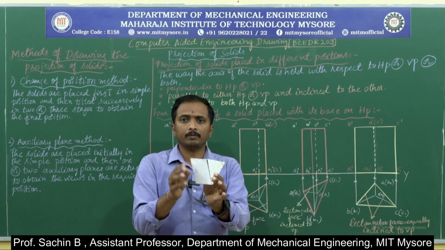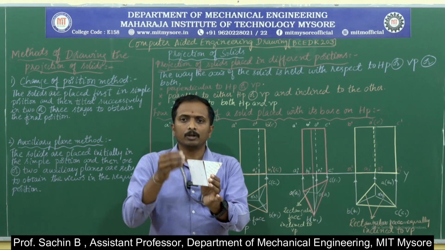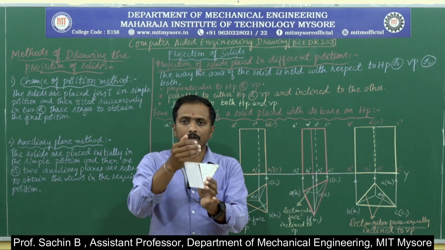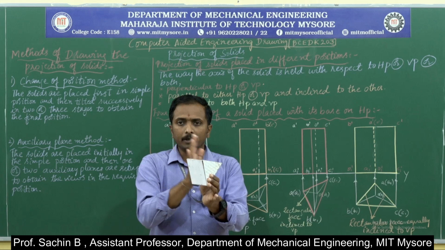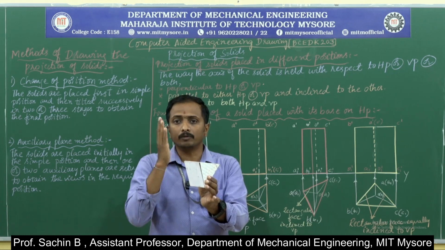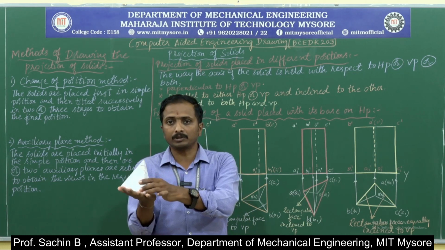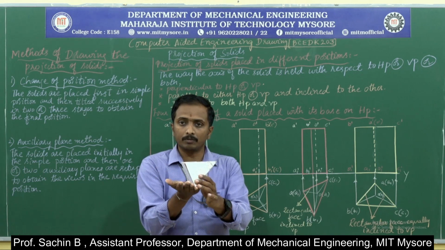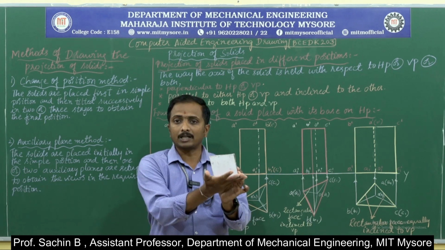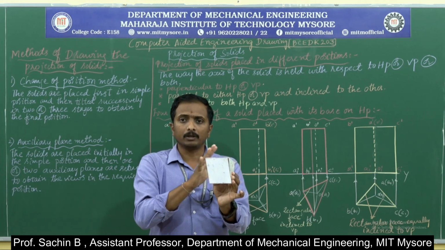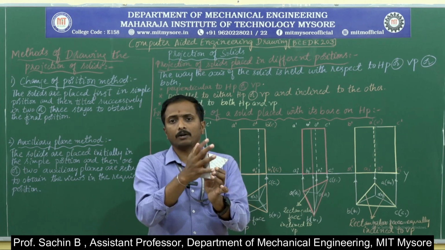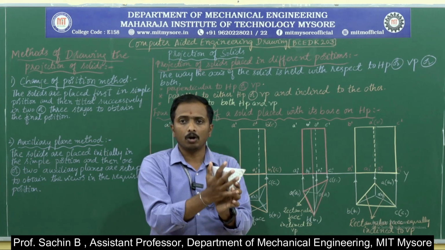Now, in all the three positions, we are going to draw the front view and the top view, again the top view and the front view and the top view. In all the three positions, we are drawing the front view and top view with respect to the planes. The first position is the simplest position, the second position is the inclination with HP, and the last position is the inclination with respect to VP. Then we get the final position of this particular object.